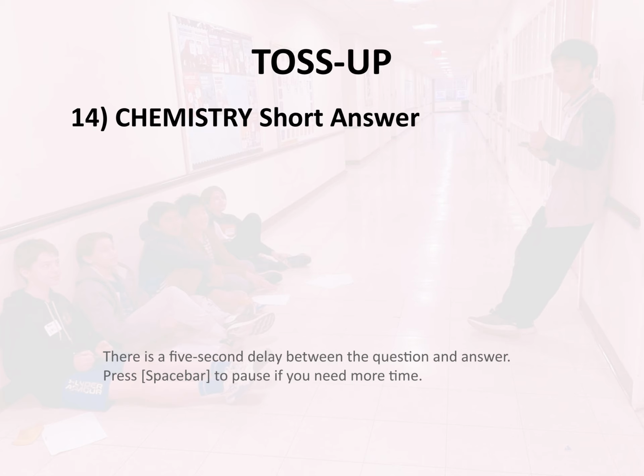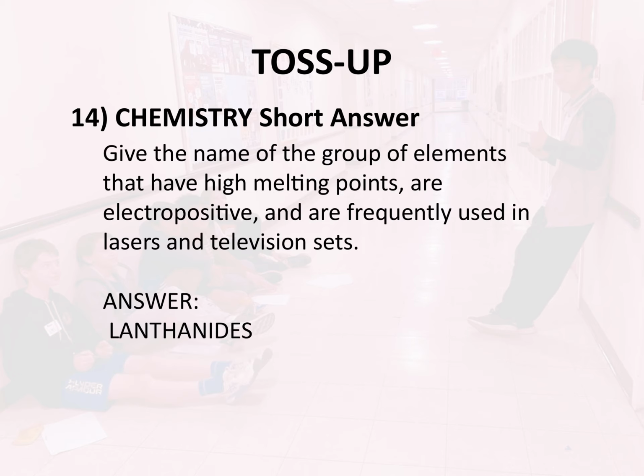Toss-up 14. Chemistry. Short answer. Give the name of the group of elements that have high melting points, are electropositive, and are frequently used in lasers and television sets. Answer: lanthanides.